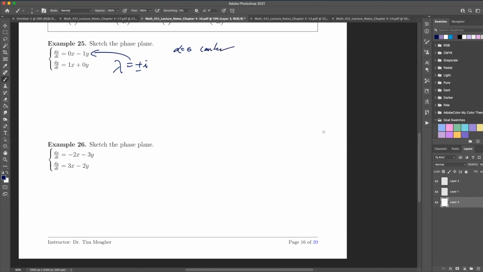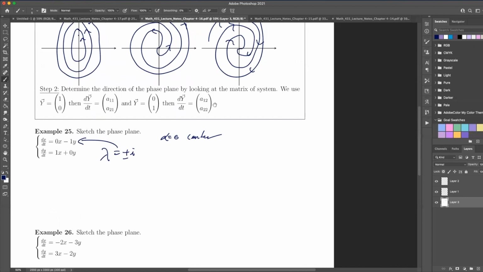Now, how do we determine which way it goes? We know it goes in circles, but you should be able to determine the direction. And to do that, you're going to remember how these things are drawn, and I'll show you what I mean by that. So here, these are perfect circles.